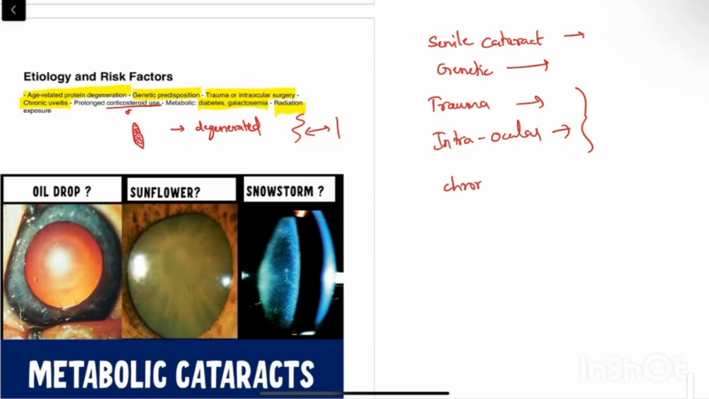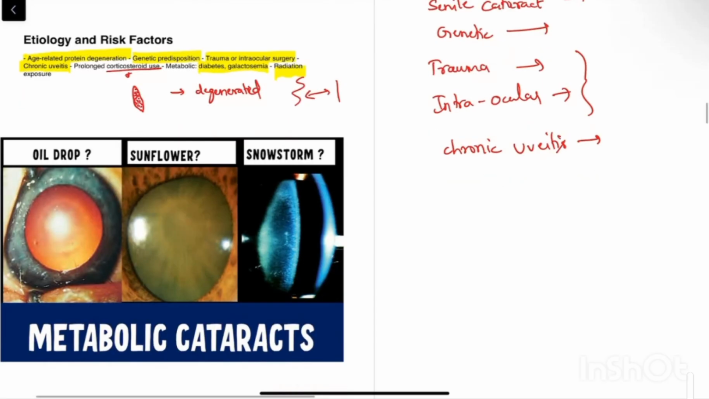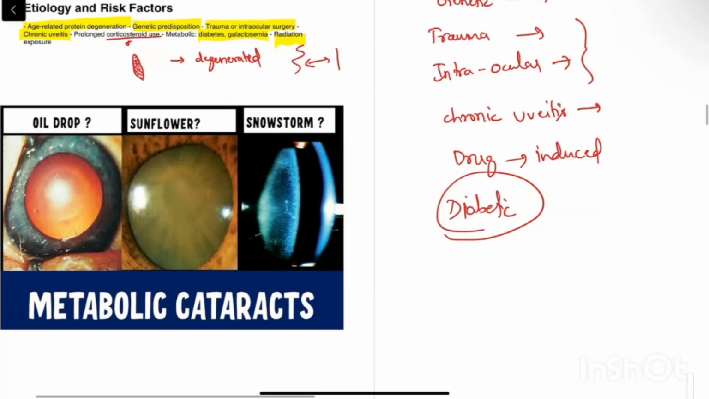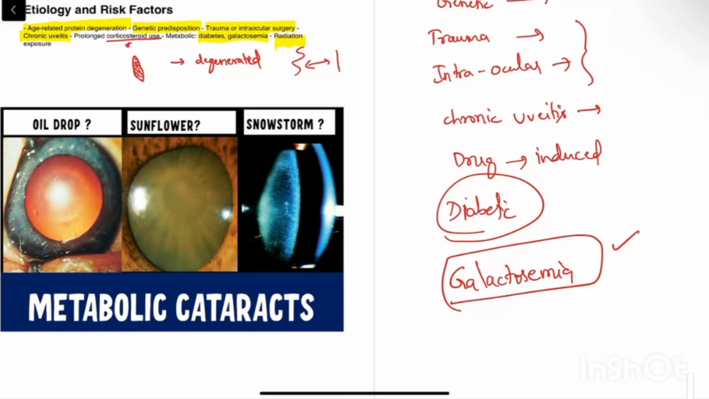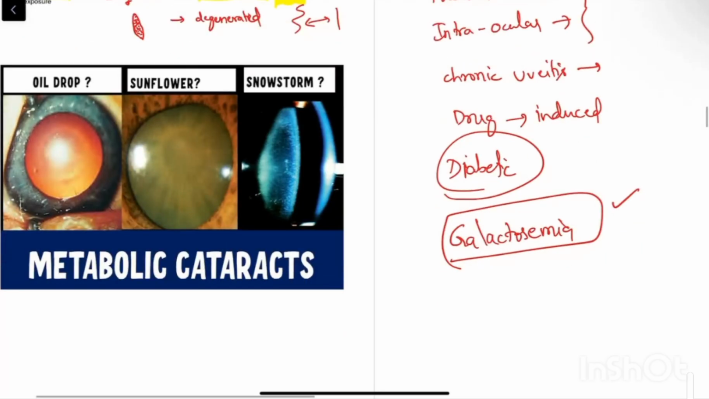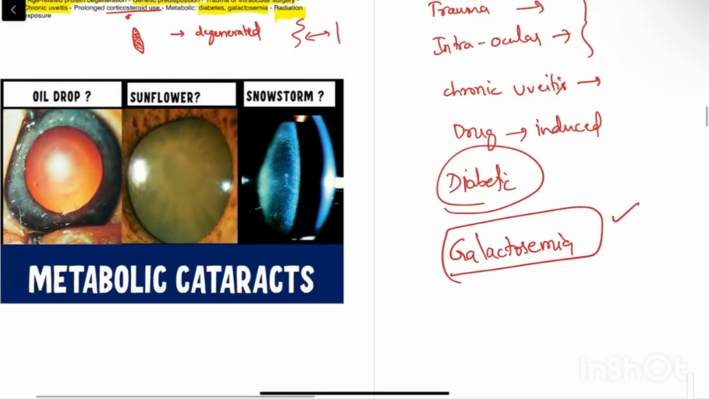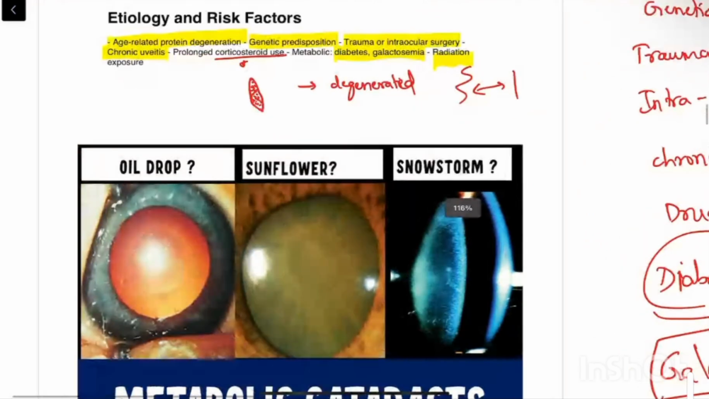Other than that, with chronic inflammation of the uvea, while healing it will heal with cataract. Then prolonged corticosteroid use, that is drug-induced. Then metabolically, diabetic cataract. And galactosemia is an inborn error of metabolism where galactose is more in the blood. Emia means blood, so galactose is more in the blood, and that will come to the lens and accumulate in the lens, and it will form a cataract. Other than that, radiation exposure can also pose a risk factor for development of cataracts.